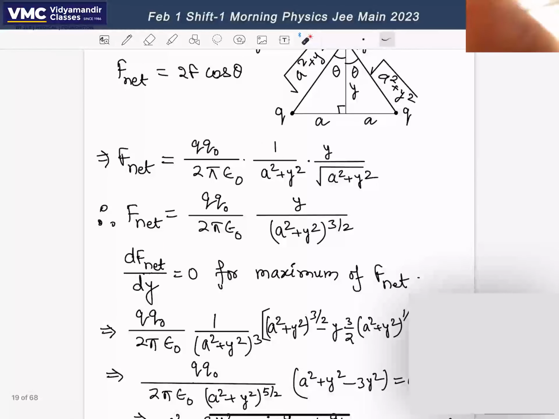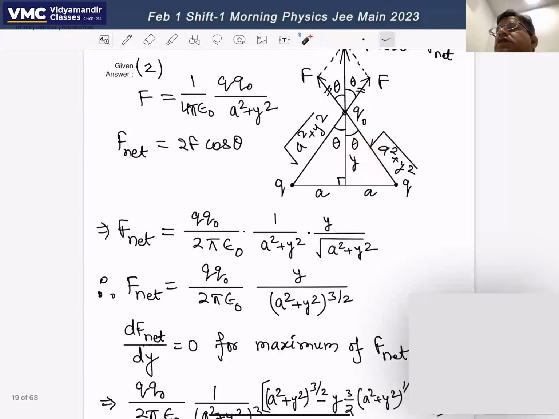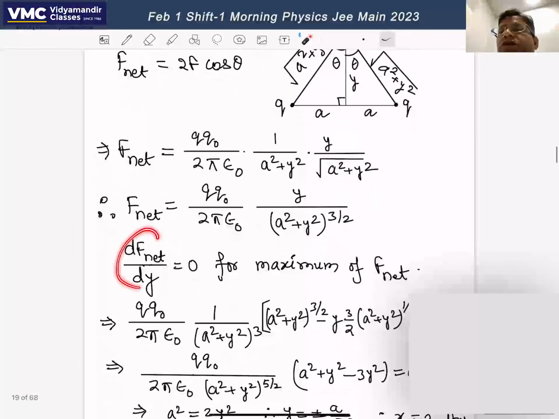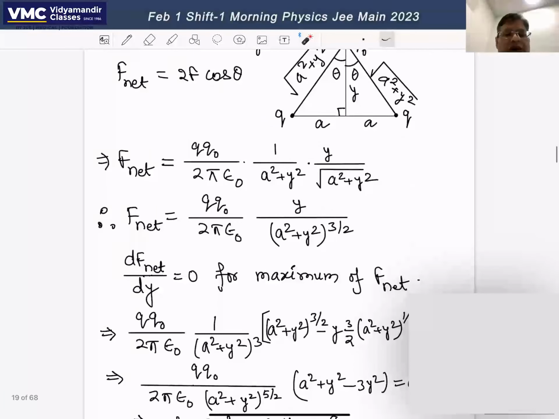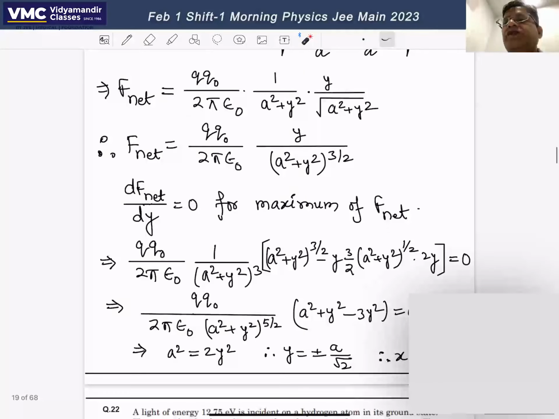Now we have to find at what height y this net force will be maximum. For the net force to be maximum, the differentiation of this net force with respect to y must be 0. The constant Q Q0 by 2 pi epsilon naught is kept outside.